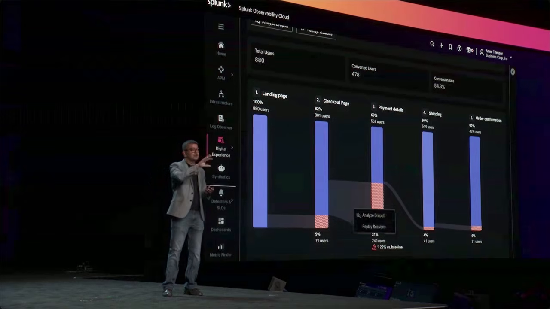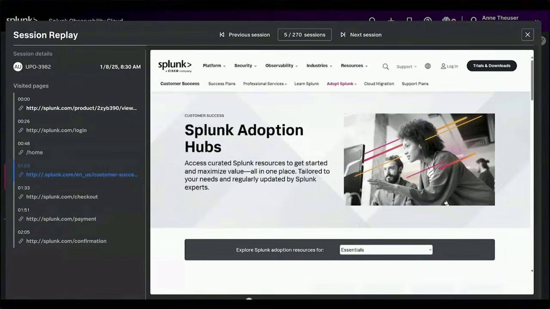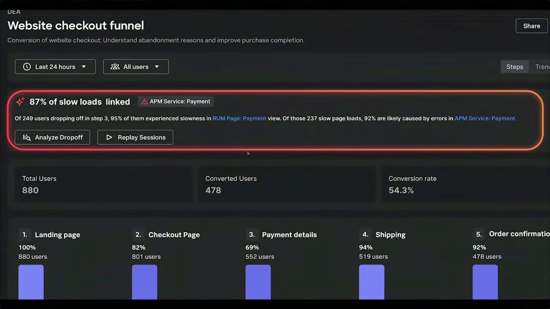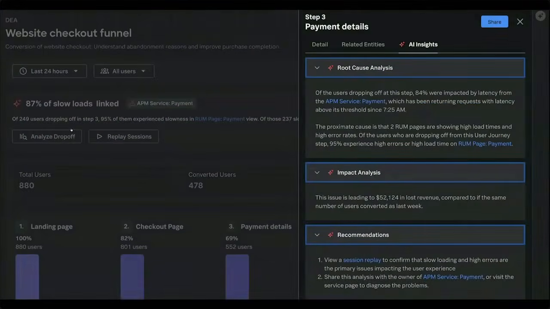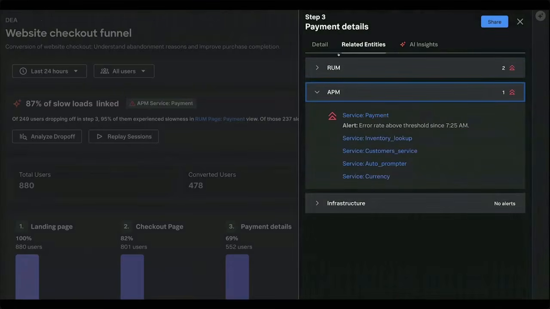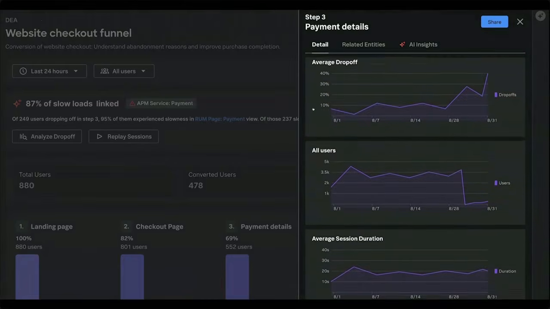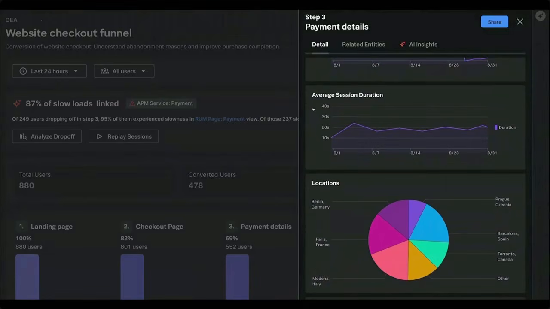Now, I can quickly filter to the list of problematic sessions, and I can use session replay to figure out what the users were doing before they dropped off. Now, AI helpfully has generated a summary. Looks like the payment page is taking too long to load, and the payment backend service is experiencing high latency. Now, the problem seems to have started around 7:30 in the morning, and it seems like we may have already lost $50,000 in sales. Now, in the related entities tab, I can figure out the health of the entities backing the payment service, and then I can jump into the detail tab where I can get additional context around the key metrics around user drop-off and how they have been trending over the past several days.